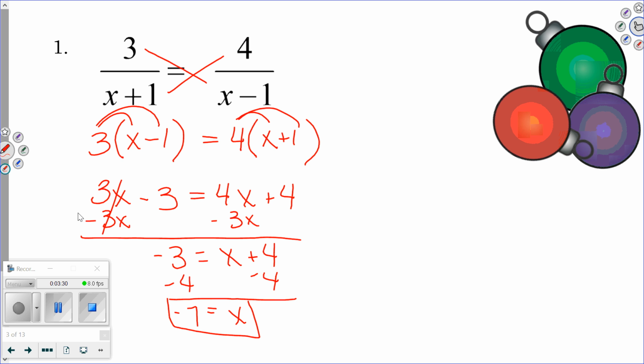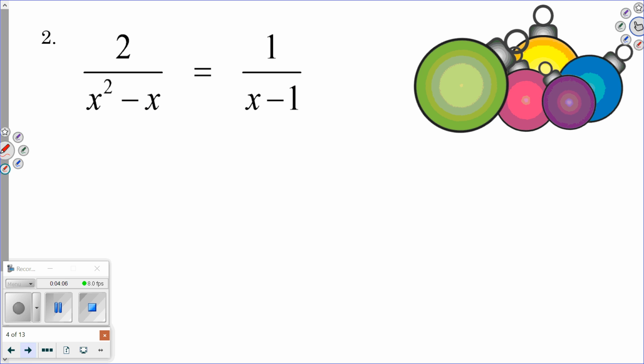Now, do you guys remember those whole restrictions I was trying to get into your head from the beginning? Do you remember we talked about restrictions? What would your restrictions have been for this problem? Plus or minus 1 would have been your restrictions, right? From the denominators? Your restrictions would have been plus or minus 1. So me getting an answer of negative 7, is that okay? Yes. Now, had I gotten a 1 or a negative 1 for an answer, it would not have been a good answer. It would have been considered extraneous. Extraneous. I love that word.